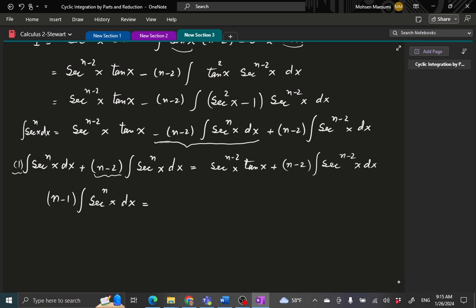On the right hand side, you're just writing over and over again. You probably can create a bit of a shortcut and not write as much. Secant to the power of n minus 2 of x dx. Well, now I just divide by n minus 1.